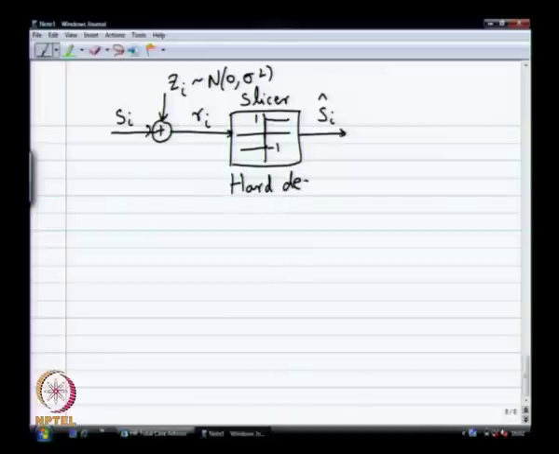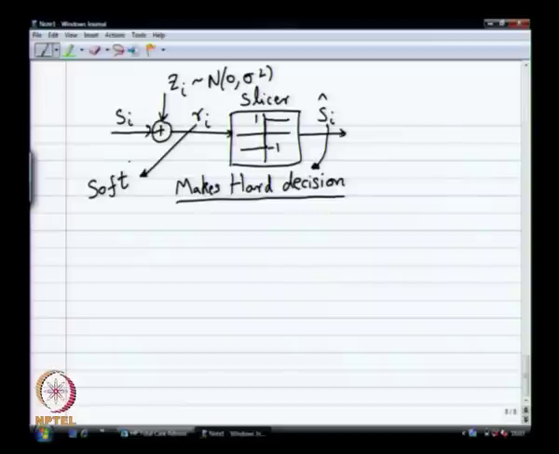Okay, hard decision device or hard decider. Okay, so a slicer makes hard decisions. So this is called a hard decision, and this RI is called soft. Okay, so the reason why you would say RI is soft and SI hat is hard is, I mean, you can see why that makes sense.